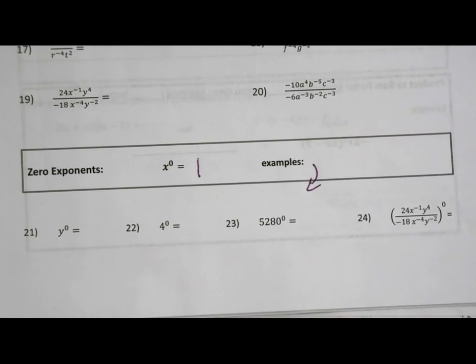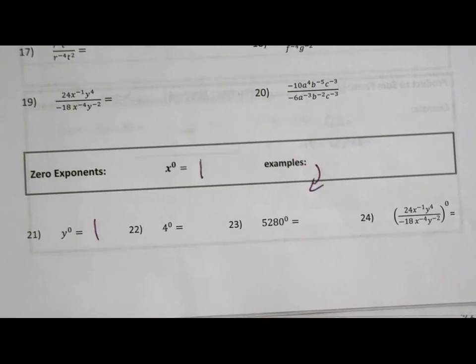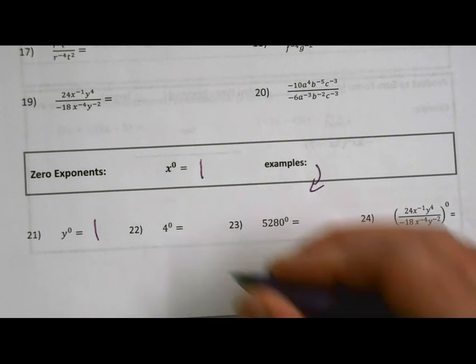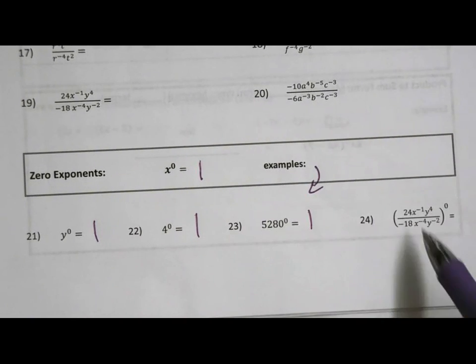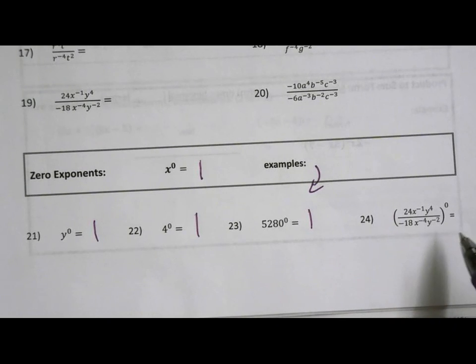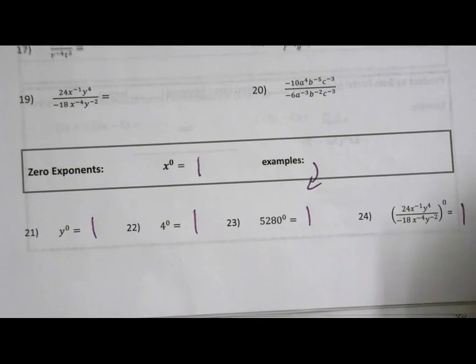We don't need to write any more in there. We've got examples right here. What's y to the 0 power? 1. How about 4 to the 0 power? 1. How about 5,280 to the 0 power? What about this big old mess of stuff in this parenthesis all to the 0 power? 1.